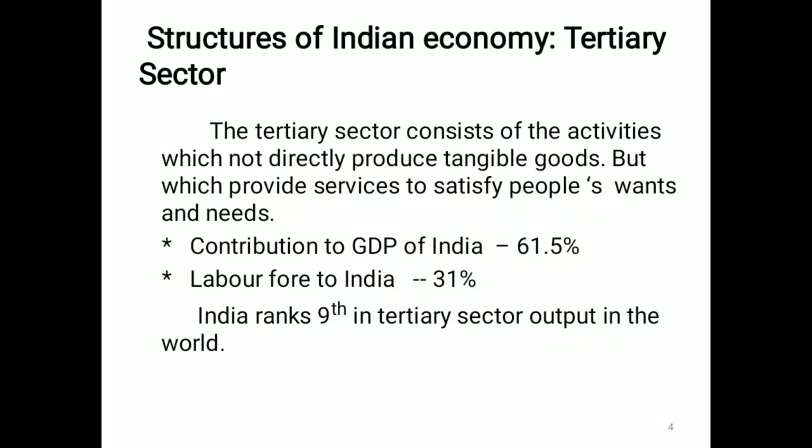So first of all, an introduction to the tertiary sector of the Indian economy. The tertiary sector consists of the activities which do not directly produce tangible goods but which provide services to satisfy people's wants and needs. The tertiary sector's contribution to GDP of India is 61.5%, and 31% of the labor force in India is engaged in the tertiary sector. And India has the ninth rank in tertiary sector output in the world.